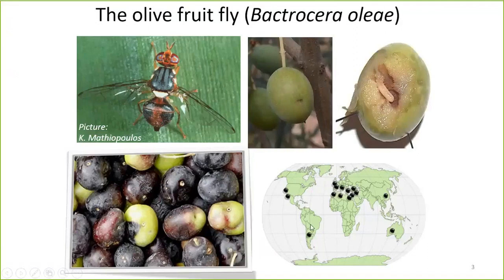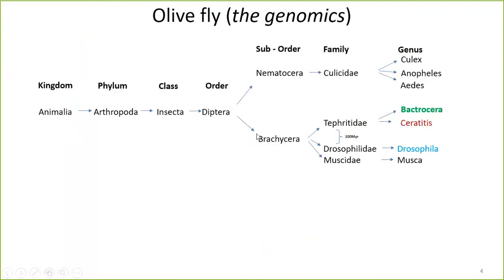A brief look at the phylogenetics of this insect. It belongs to the Diptera order, and to the Tephritidae family, where we find another agriculturally important fly, the Ceratitis capitata, or the Mediterranean fruit fly. This family diverged from the Drosophilidae family, where we find Drosophila, by about 100 million years. Together, all these flies are distantly related to some of the medically important flies, like the Aedes mosquitoes and Anopheles, that spread things like malaria and Zika virus and other diseases.